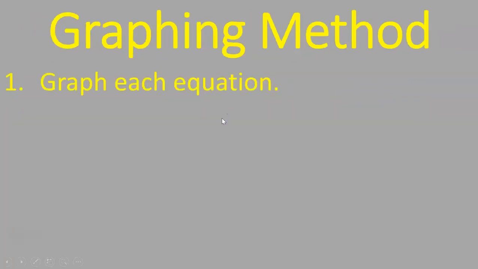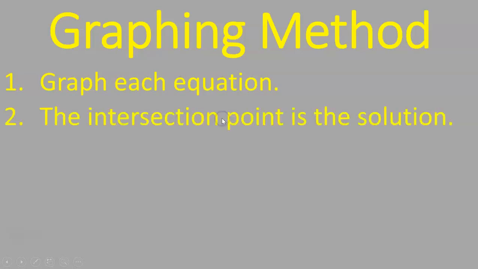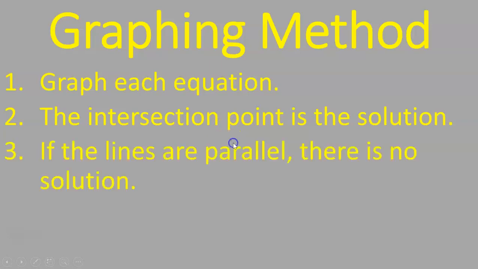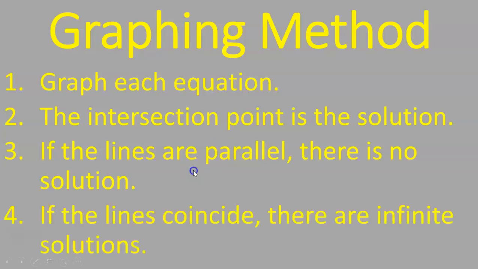So when we want to graph each equation, the intersection point is the solution. We'll explain why when we see an example. If the lines are parallel, then they don't have an intersection point. Therefore, they have no solution. And if the lines coincide, there are infinite solutions. So any point on the line works for both equations at the same time.